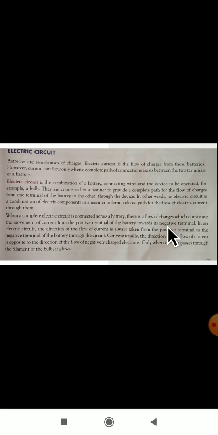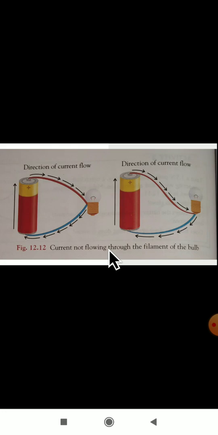In an electric circuit, the direction of the flow of current is always taken from the positive terminal to the negative terminal of a battery through the circuit. When one circuit is there, the current will flow from the positive terminal to the negative terminal of the battery. Conventionally, the direction of flow of current is opposite to the direction of flow of negatively charged electrons. Only when current passes through the filament of a bulb, it glows. Then the bulb will glow.